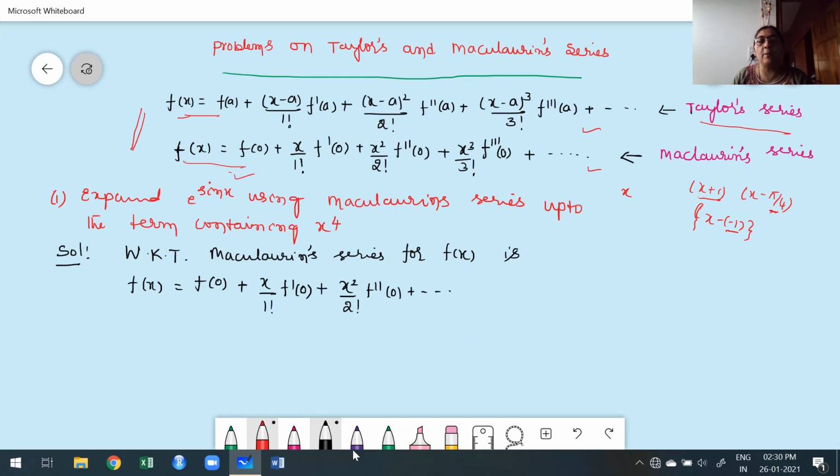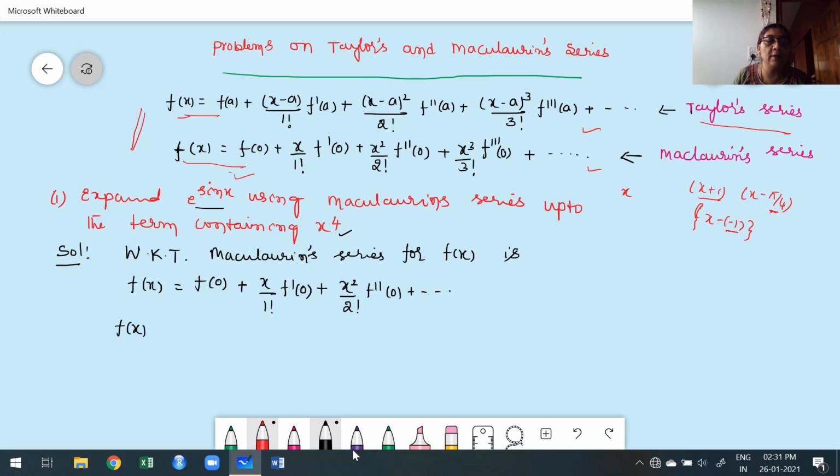But here I want to expand up to the term containing x to the power of 4. Observe that x is multiplied with f dash of 0, x square is multiplied with f double dash of 0. Here they are asking to expand up to the term containing x to the power of 4, which means x to the power of 4 is multiplied by the fourth derivative. First you take the given function, e power of sin x, as f of x. You find f of 0, f dash of 0, f double dash of 0, up to the fourth derivative of 0.